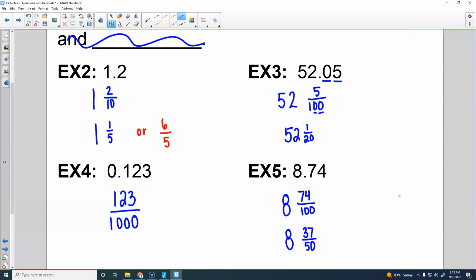Now, it is much more likely that you've got to go from decimal to fraction if you've got something easy like example 2 than that you would go from 8.74 to a fraction. But we need to know how to do it either way. All right, questions?